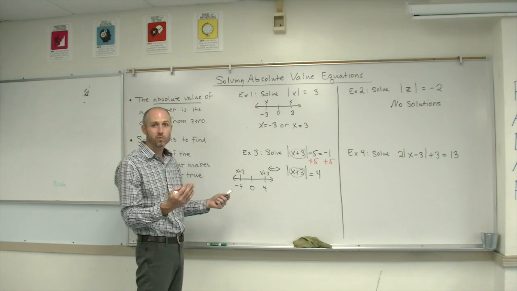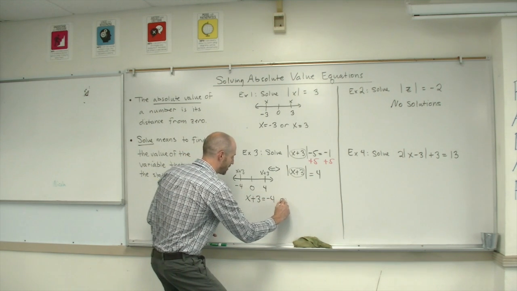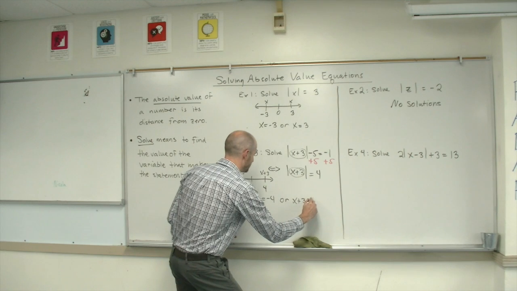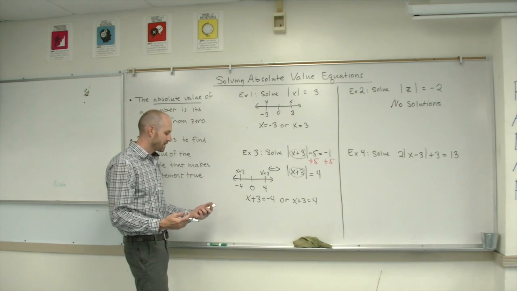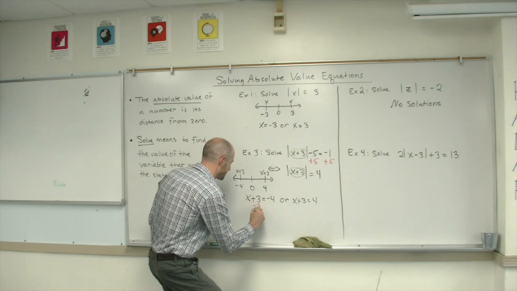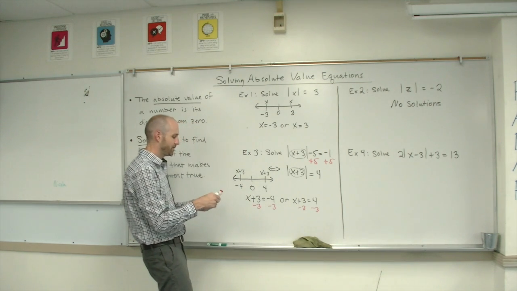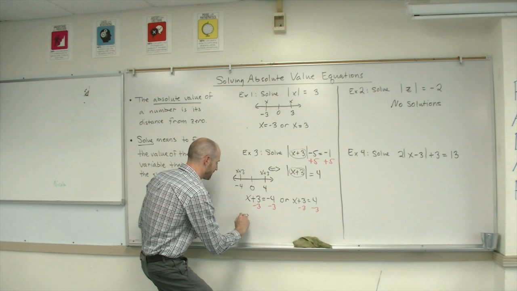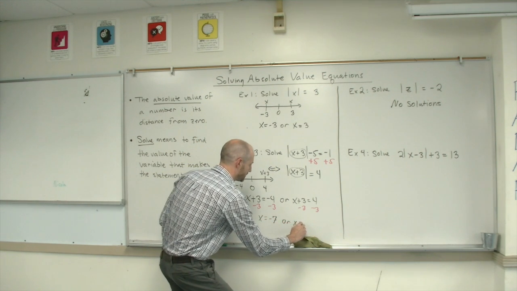And what we end up with is two one-step equations. So we have either x plus 3 is equal to negative 4, or x plus 3 is equal to 4. Now, solving one-step statements, right? We're just going to subtract 3 from both sides of this equation, and subtract 3 from both sides of this equation to find our solutions. So either we have x is equal to negative 7, or x is equal to 1.